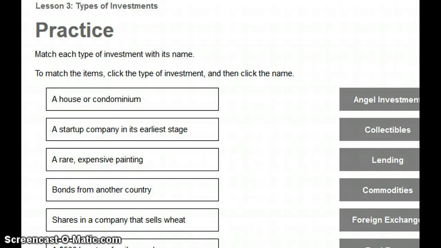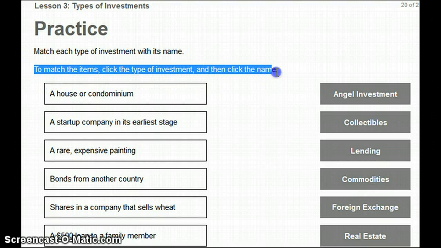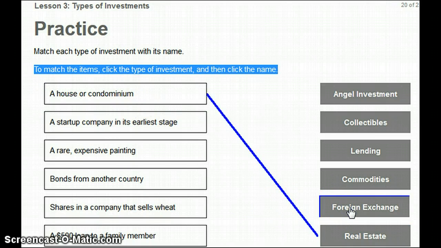Let me actually stop and make this a little bigger so we can see it all. There we go. So to match the items, click the type of investment and then click the name. So real estate, well, that's going to be a house or condominium. Foreign exchange is like currency. Might be bonds from another country.